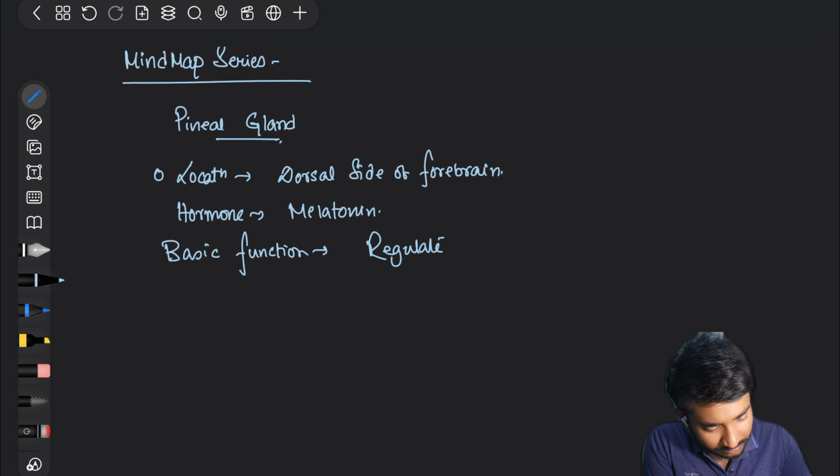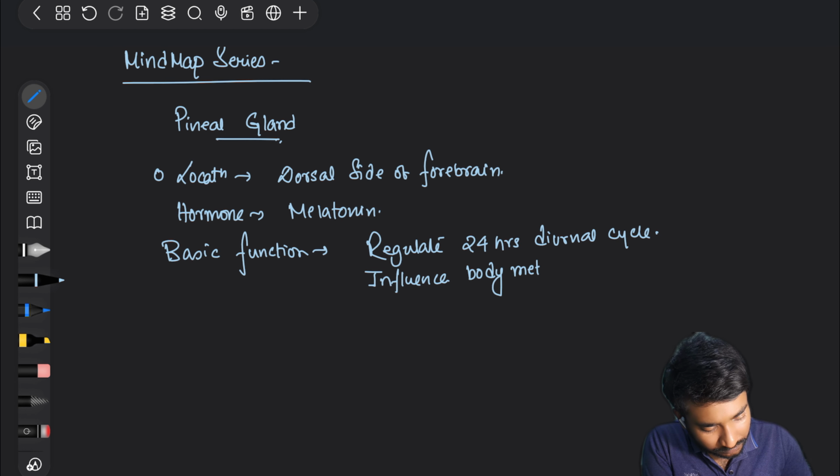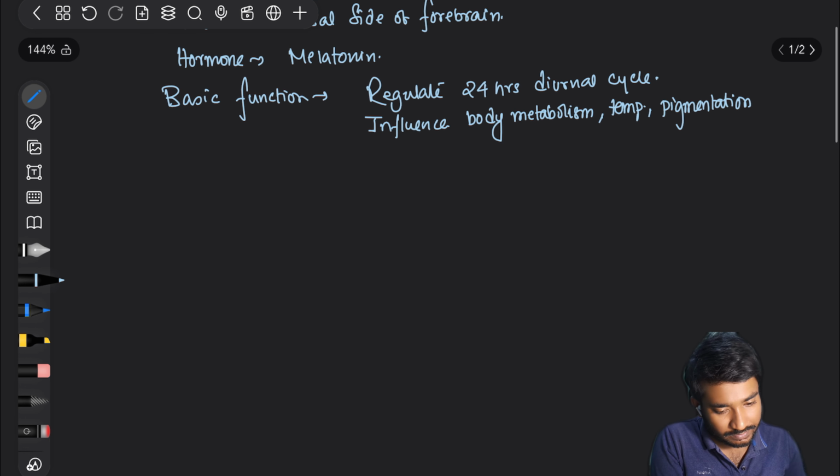Regulate the 24-hour diurnal cycle. It influences body metabolism, temperature, and pigmentation, so it is being regulated.